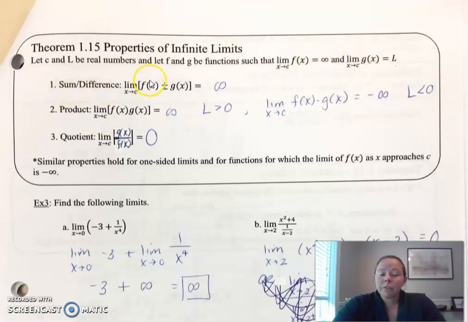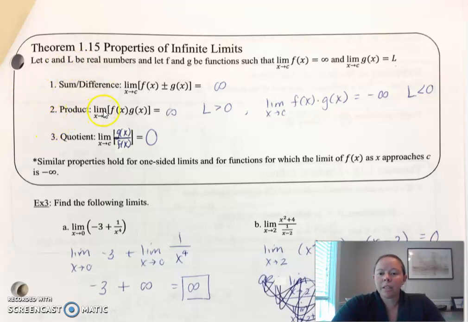So sum and difference, the limit as x approaches c. Remember, when you're adding and subtracting, you do the limit of the first function and then the limit of the second function. Those are separate, and then you add the values together. So f of x as you approach c is infinity, remember, and g of x is L. Well, infinity plus some number is just going to be more infinity, so it's just infinity still, and that infinity kind of absorbs that number.